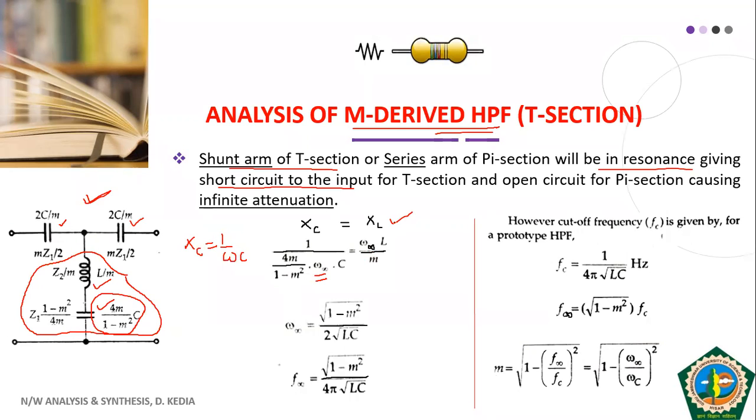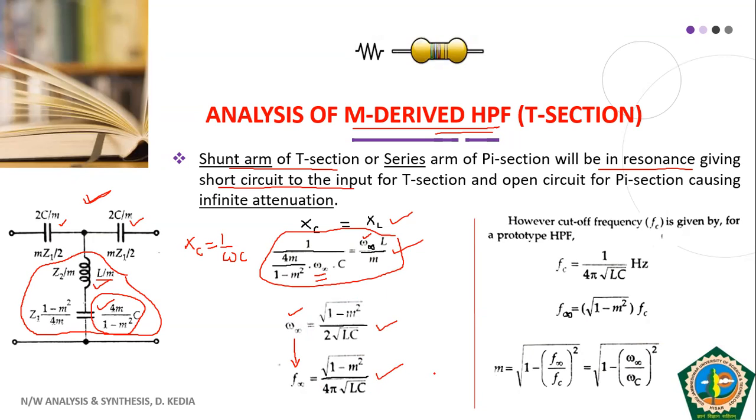And what is XL? XL is your omega L. So omega is omega infinity, and what is L? L is L by m in case of M-derived filter. So this is what we get here. And if you solve this expression for omega infinity, you get under the root 1 minus m square divided by 2 under root LC. Then we substitute 2 pi f for omega infinity, and we get f infinity like this.